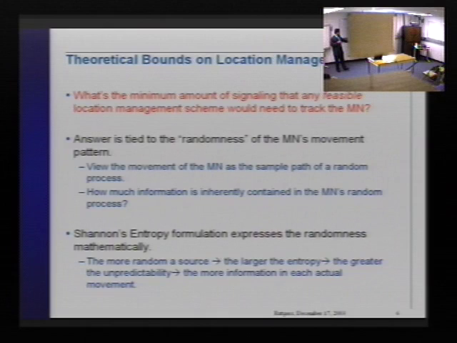So Shannon's entropy formulation expresses this randomness mathematically. So the more random a source, in other words, the more unpredictable what the next sequence is going to be, the more is its entropy. And fundamentally, you will need more information to actually capture the event or predict the event. So this is the basic idea that the greater the unpredictability, the greater the signaling cost to actually get information about where the mobile is.